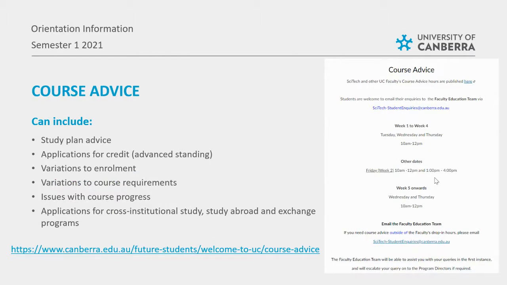I have a slide for this. Course advice. This is for if you need a study plan, applications for credit, any variations to enrollment, or if you don't know what to enroll in for next semester. If you've got any questions or concerns about your course progress, cross-institutional study, or if you want to go study abroad overseas, that's what course advice is there for. For the first 4 weeks of semester, the faculty runs expanded course advice hours, so Tuesday, Wednesday, and Thursday mornings, and then an extra one on Friday of week 2 as well. And then from week 5 onwards, it's just Wednesday and Thursdays. And again, that's in Building 1.